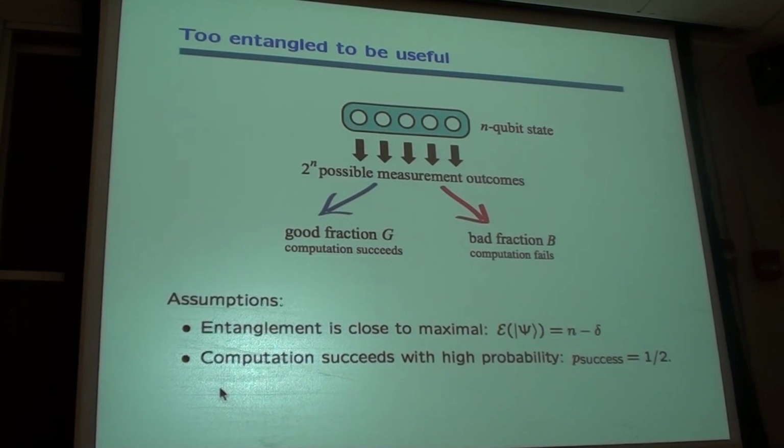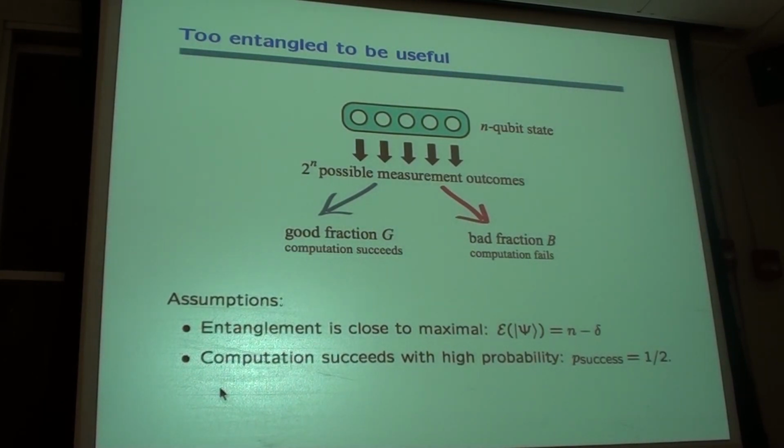Okay, so this is what it means to have a bad fraction. This is where the computation fails, and this is where the computation succeeds, i.e. it really solves your problem. Other questions here at this point? Good. Okay, then let's actually do it.